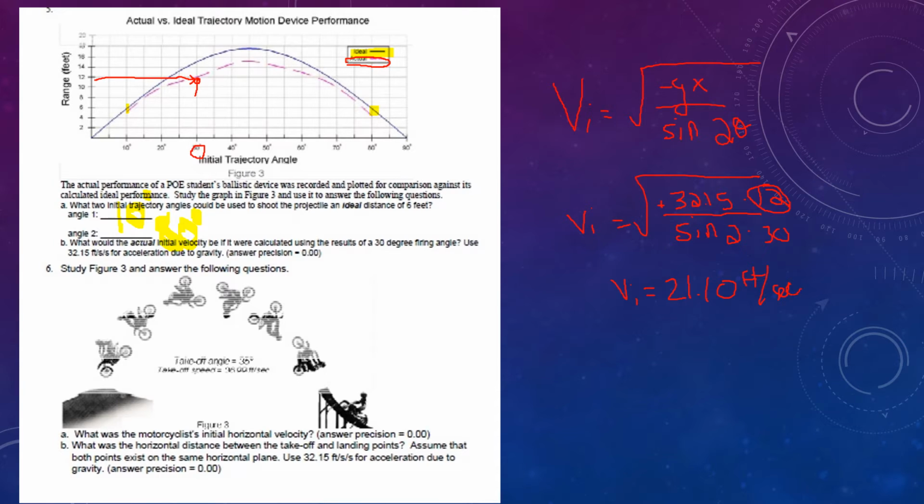Now, this next one, where it says number 6, study figure 3 and answer the following questions. What is a motorcyclist's initial horizontal velocity? That is actually given right here. So on this one, the horizontal velocity is given. It's hard to read, but it's 36.99 feet per second.